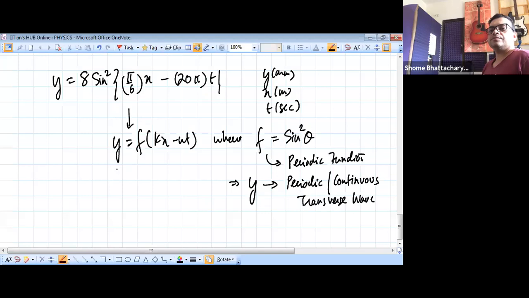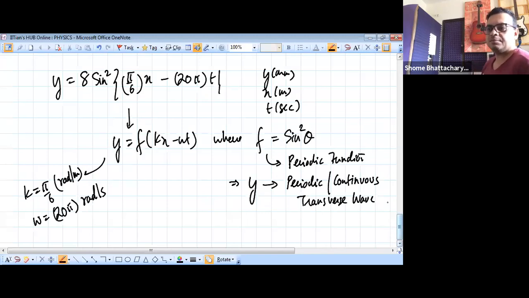We can also see that in addition to that, the value of k is pi by 6 radians per meter. The value of omega is 20 pi radians per second. So eventually I'll tell you a trick by which we can calculate the wavelength and time period directly. Okay. So here we will actually see that the wavelength is 6 meters and the time period is 1 by 20th of a second, okay, or 50 milliseconds. But let's understand this in more detail.